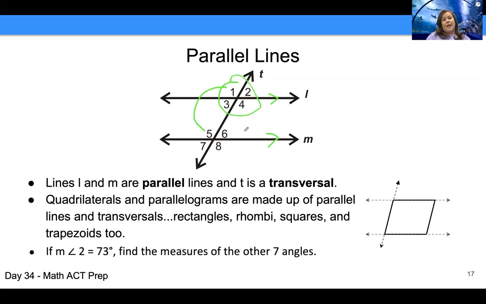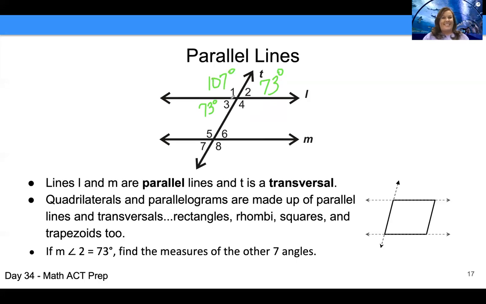And this is the part that I absolutely love here. Let me erase. It says if the measure of angle 2 is 73 degrees, find all the others. Now, my favorite angle in geometry is vertical angles. Why? Because it's easy. If this one's 73, what's this one? Because it's vertical, 73. Now, to find angle 1, I need to understand they're a linear pair. Angle 1 plus angle 2 should equal 180 degrees. So 180 minus 73 is going to give me 107.